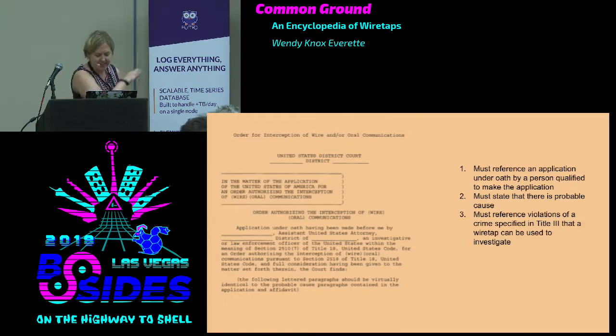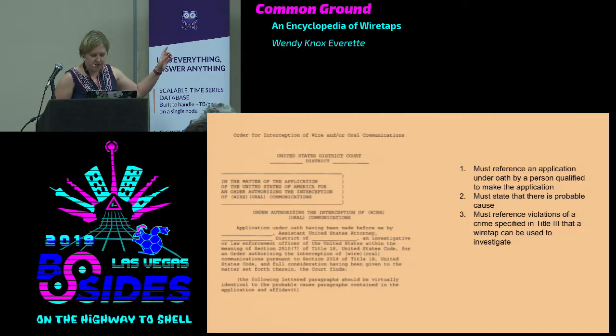So up at the top, we say, this is the district court. It's in the matter of the application for the wiretap. Order authorizing the interception of, it would be wire if it's internet, or oral for recording phone calls. Essentially, the judge is going to say, yes, someone came in and said under oath that they're applying for this. And as they note at the bottom, it's basically going to be a copy-paste from their application.